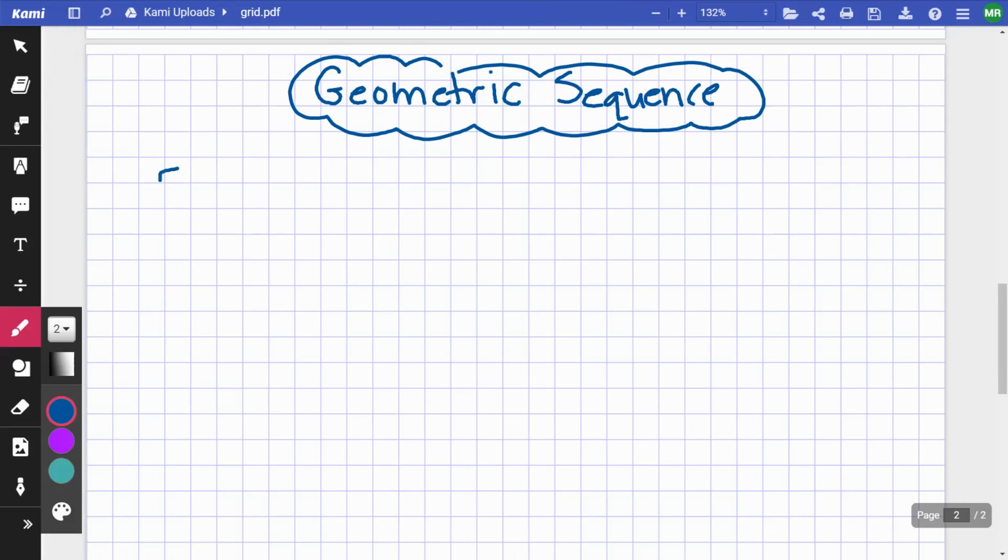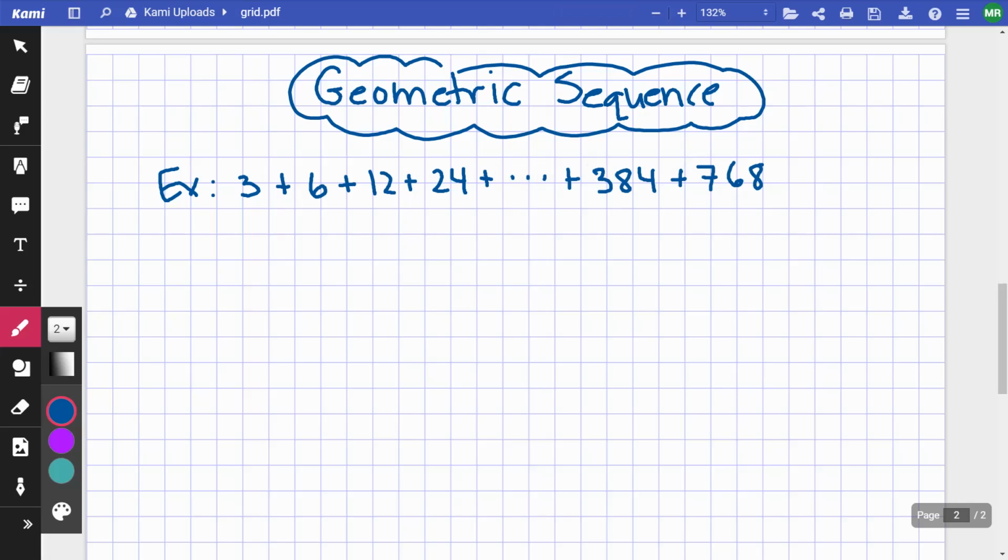So for example, the 3, 6, 12, if I was to take 3 plus 6 plus 12 plus 24 plus ... that is a series. Let's say that we are adding this up to 384 plus 768. So let's say this is what we were doing. I'm going to show us 2 ways to do this. So one way to do this is to do the following.